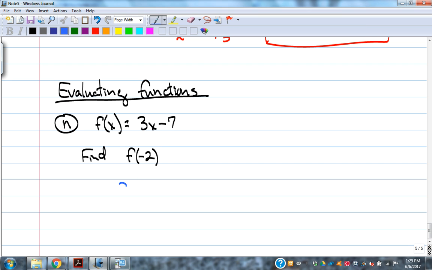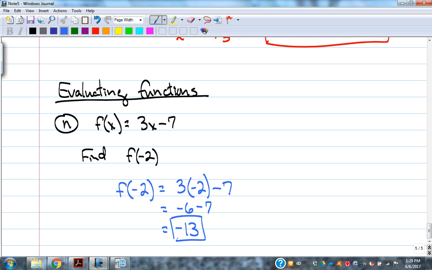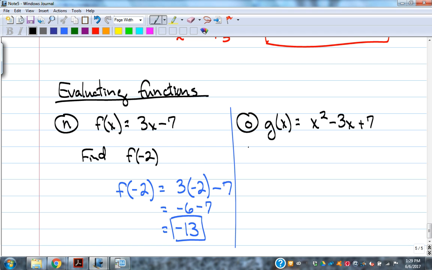All that means to find f of negative 2 is put a negative 2 in the place of x, and work it out. So that'd be negative 6 minus 7. So that'd just be negative 13, and that's it. That's function value, or evaluating functions, same thing. If you had another function, x squared minus 3x plus 7, and they said find g of 1, where do you put the 1?